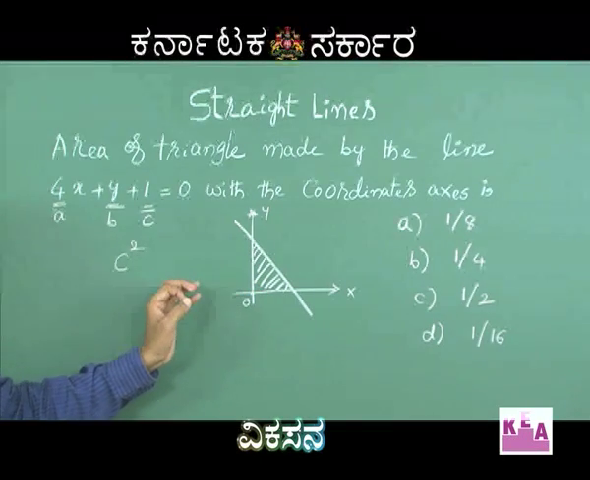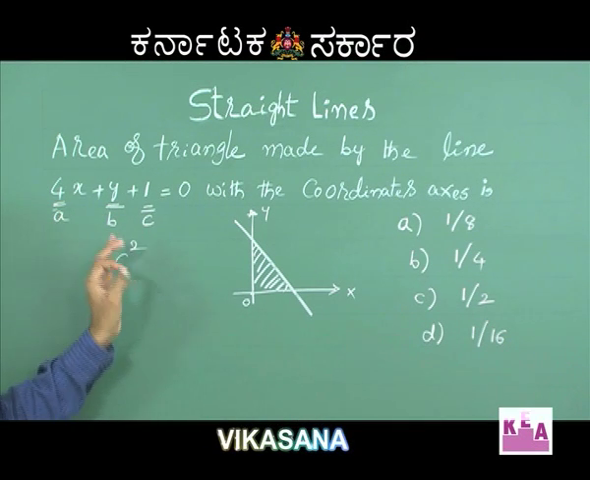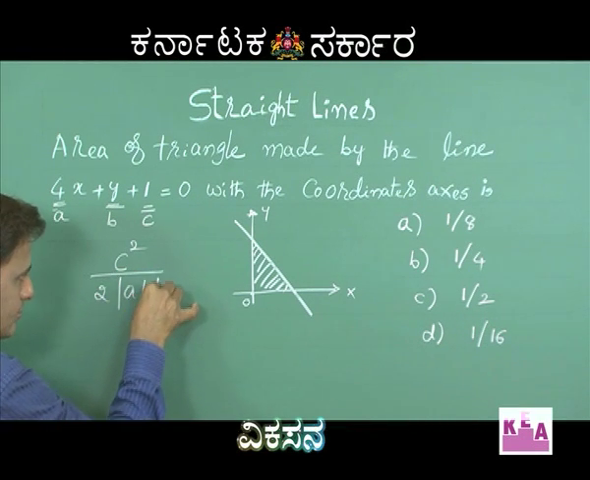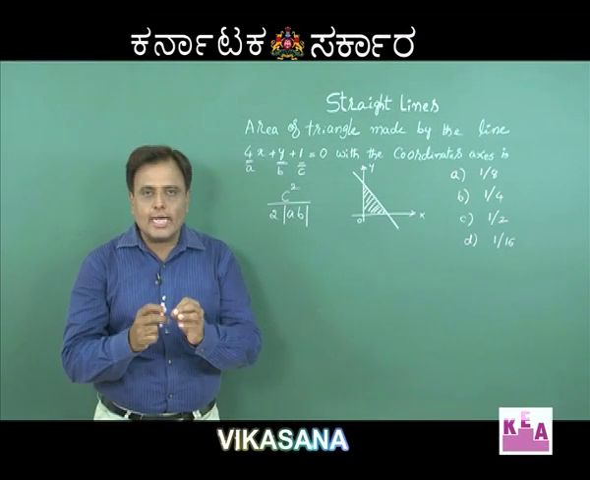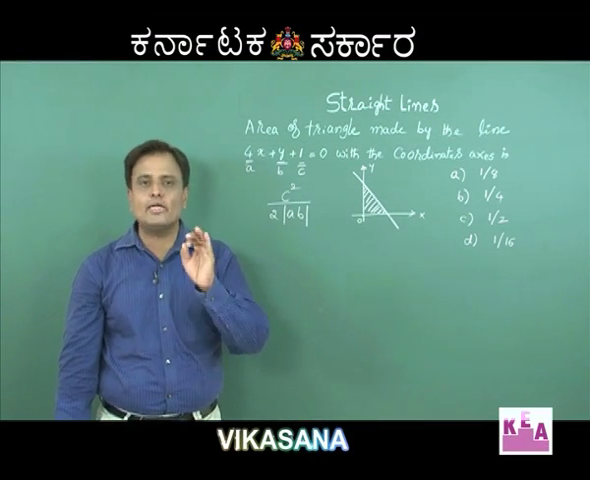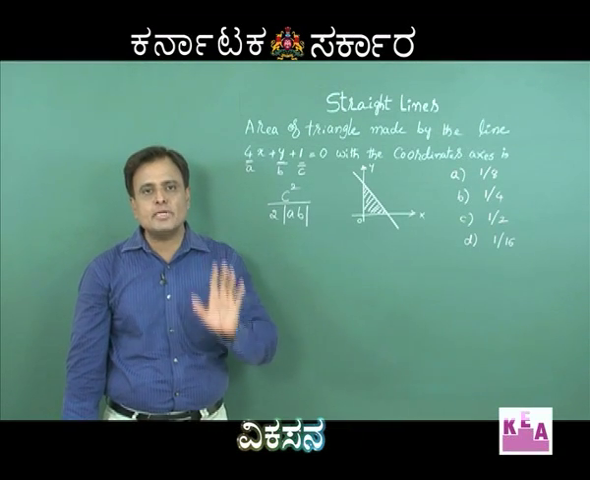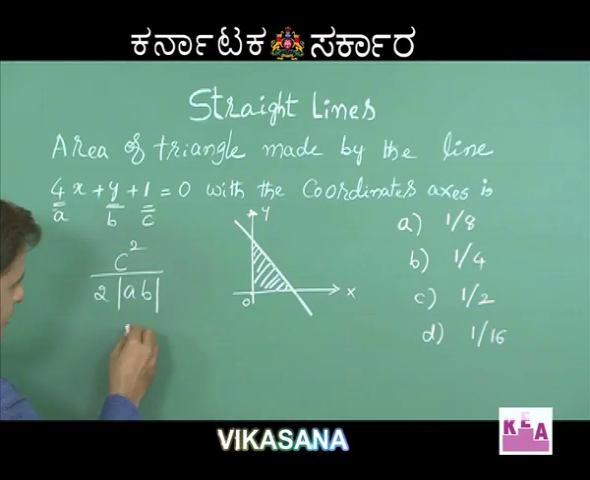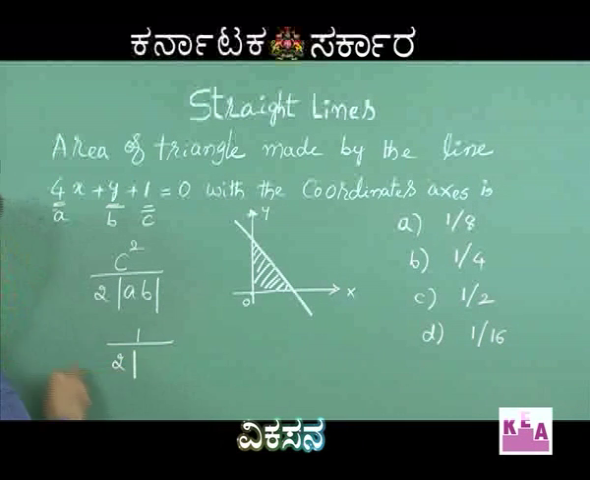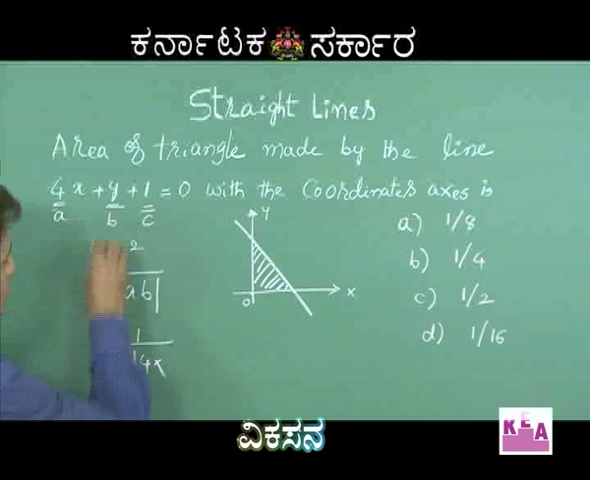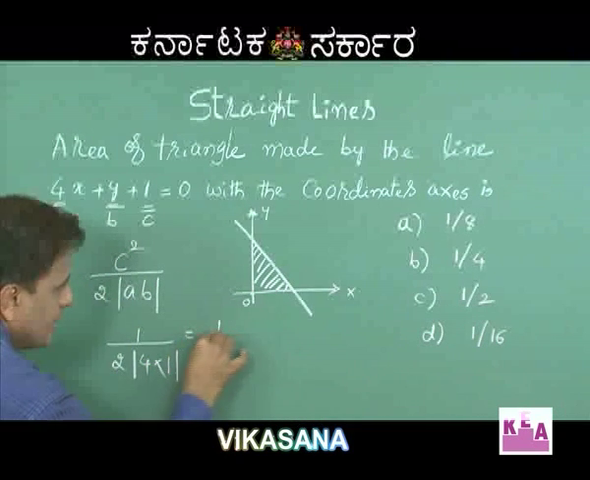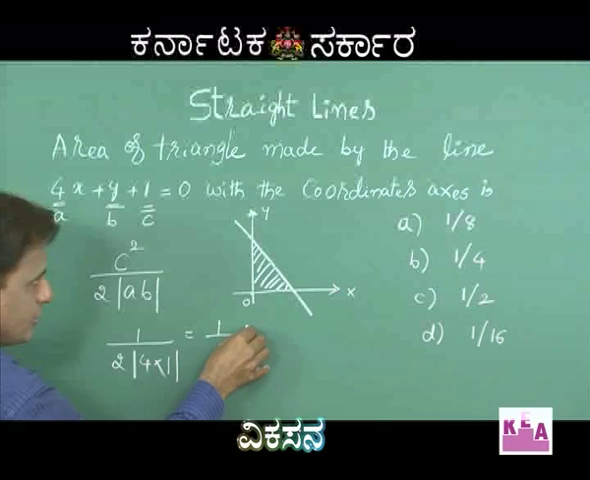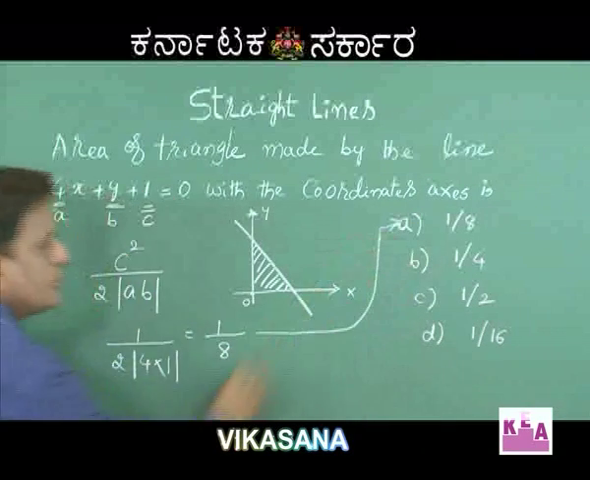To find this area, the direct formula, or trick, is c square upon 2 times modulus of AB. Once again, note this down. Whenever a line cuts both the x and y axes, to find the area of the triangle, the simple trick is c square upon 2 times modulus of AB. Here c square is 1, 2 times modulus of AB, A is equal to 4 and B is equal to 1, therefore it is equal to 1 by 2 into 4, which is 8. So the right option is A.